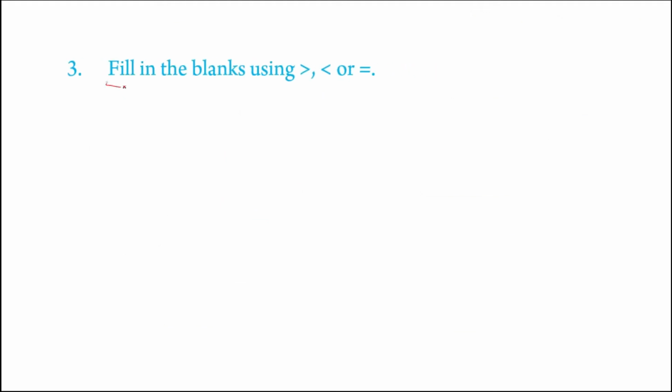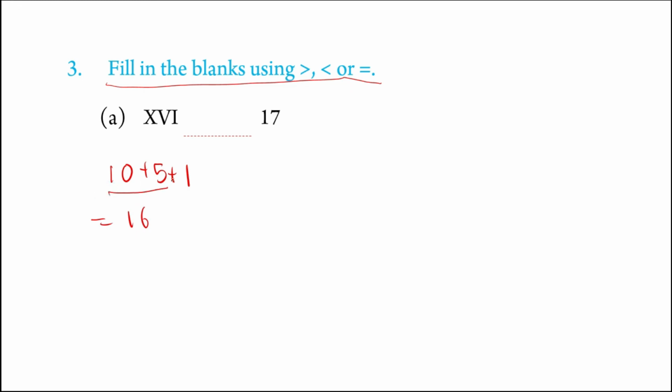Next question is fill in the blanks using less than, greater than or equals to. First question is XVI and then fill in the blanks, then 17. We need to put which is greater. XVI. X means 10 plus V means 5 plus I means 1. That means 16. 10 plus 5 is 15 and plus 1 is 16. So that means 17 is greater. B is XXIV and 21. So double X is 20, IV is 4. That means 24. So here XXIV is greater.